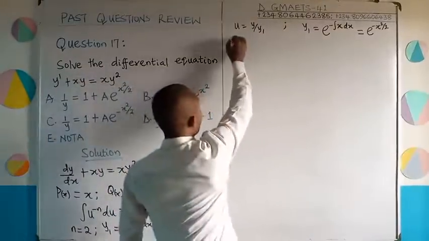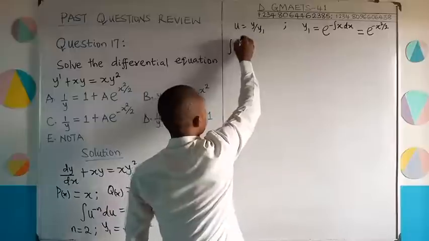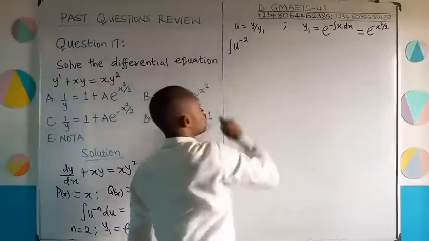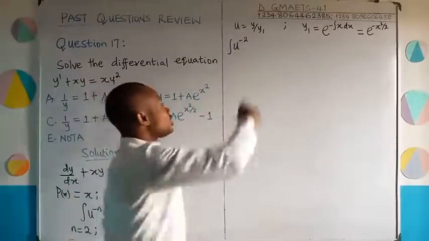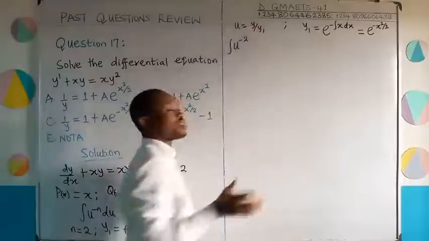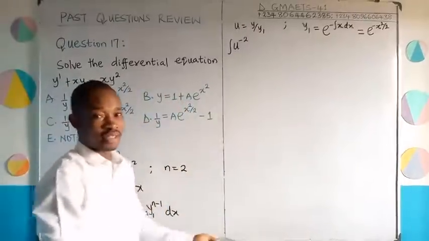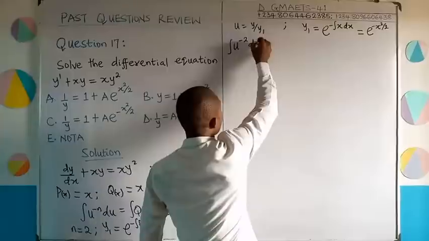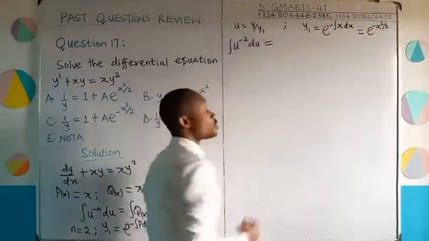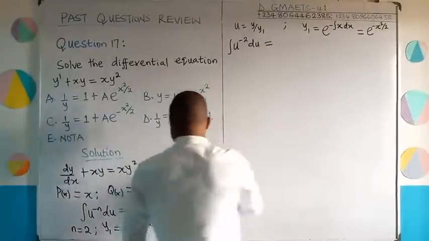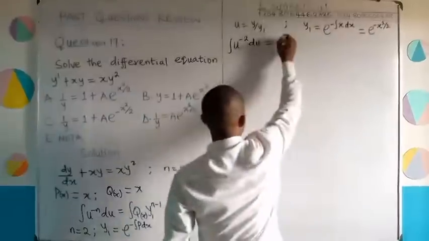Substituting into the equation, we have the integral of u raised to the power minus n, which is minus 2. At this point, I don't need to fix y over y1 so that it will not be stressful for me to handle. Just work with u directly. Once you do the integration, you can now substitute for it. Then that will now be equal to the integral of q of x.